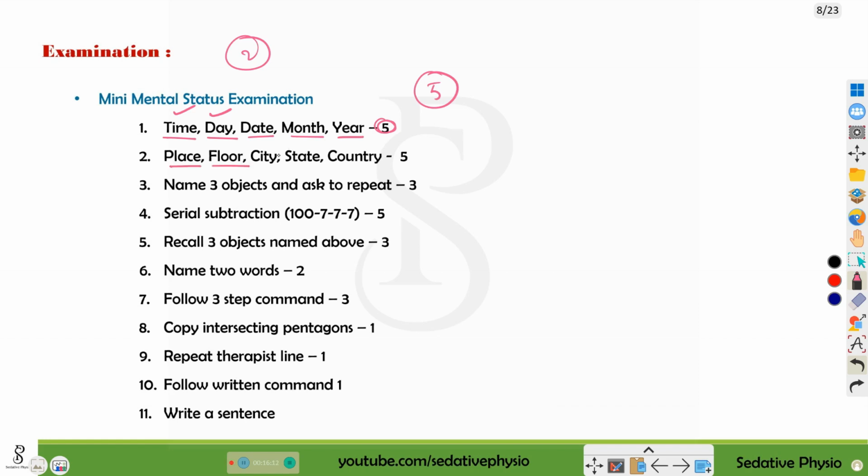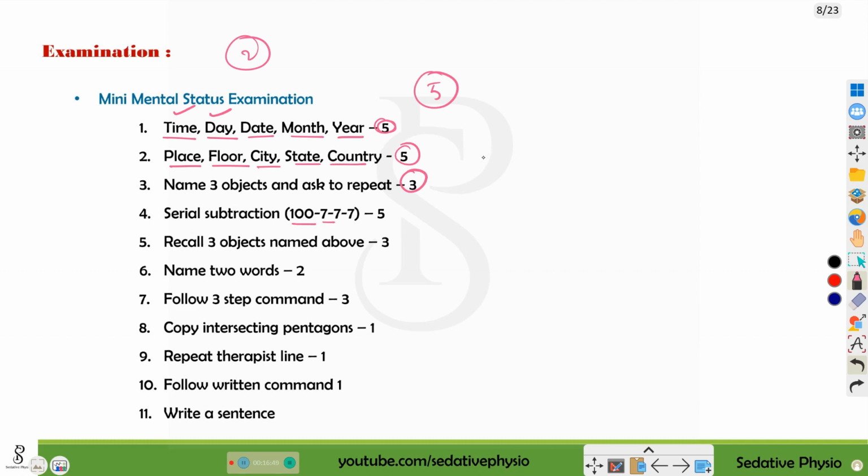Okay, now after this we will ask for the place: the floor on which the patient is sitting, the city of the patient, the state and the country, and again we have 5 marks. Then you have to name 3 objects, any random 3 objects like cat, bat, ball, and you will ask the patient to repeat these 3 words spoken by you. If the patient is able to repeat those 3 words, we have 3 marks here, 1 carrying each.